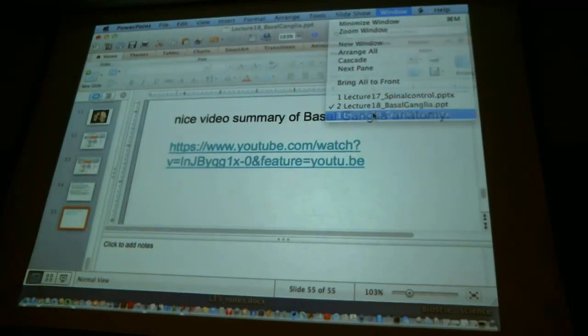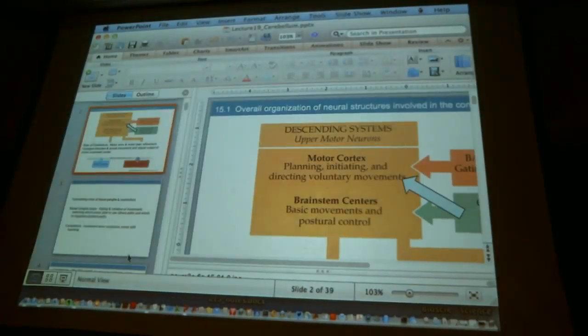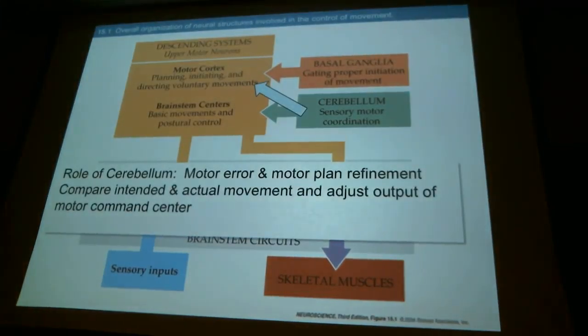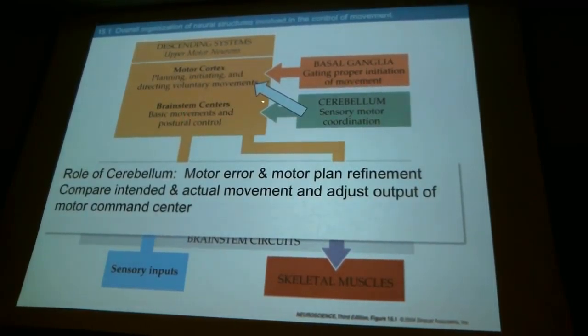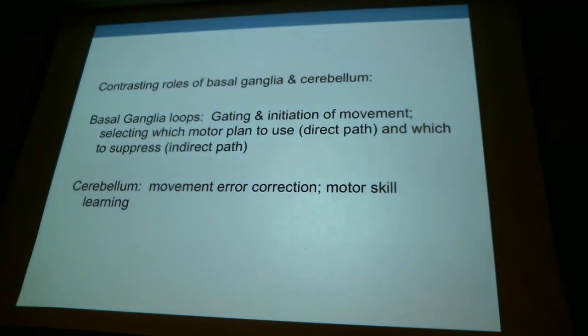Okay, so we're going to move on to the final piece of the overall motor puzzle, and that's the cerebellum. Remember this whole upper motor neurons of motor cortex and brainstem. We talked about how basal ganglia influences the activity here. Now we're going to talk a little bit about cerebellum. Cerebellum can have influences both on brainstem centers and also on motor cortex.